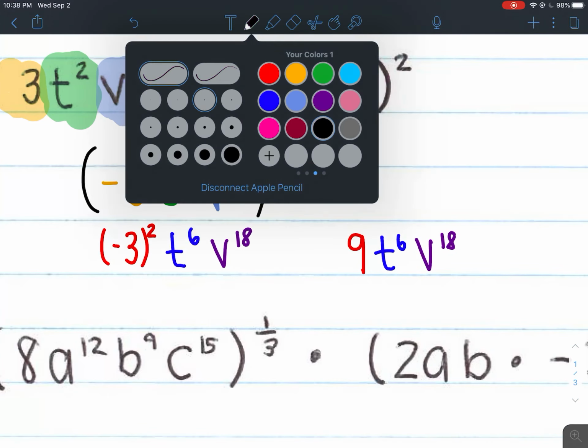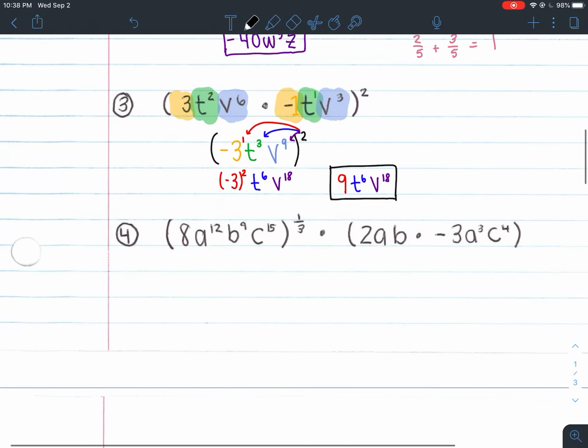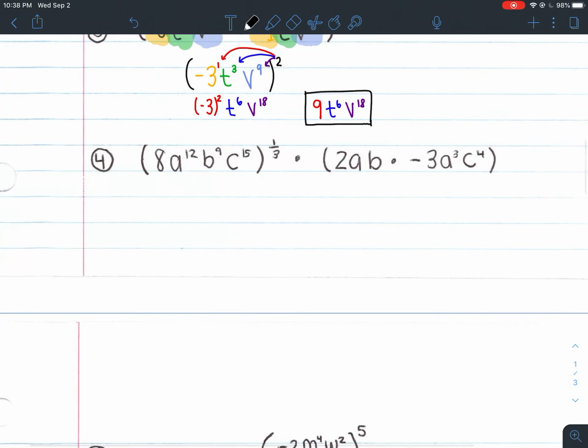Now, if you forget those parentheses and you type that in the calculator, you're going to end up with negative 9, which is incorrect. Because what does negative 3 squared really mean? It means negative 3 times itself twice. So negative 3 times negative 3. So you're going to be really careful about parentheses and all of that. Okay, moving on to number 4.